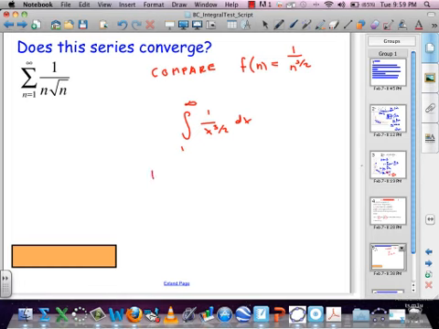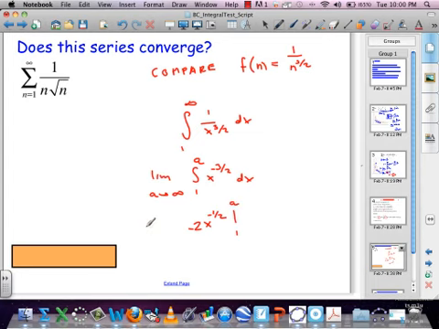Okay, so once again, we need a limit. The limit as a approaches infinity of the integral from 1 to a. And let's rewrite this as x to the negative 3 halves this time. Okay, now antiderivative. We're going to add 1 to the exponent, so now we're at negative 1/2. Divide by negative 1/2, also known as multiply by negative 2. We'll evaluate at 1 and a, and then we'll take the limit once that's done.